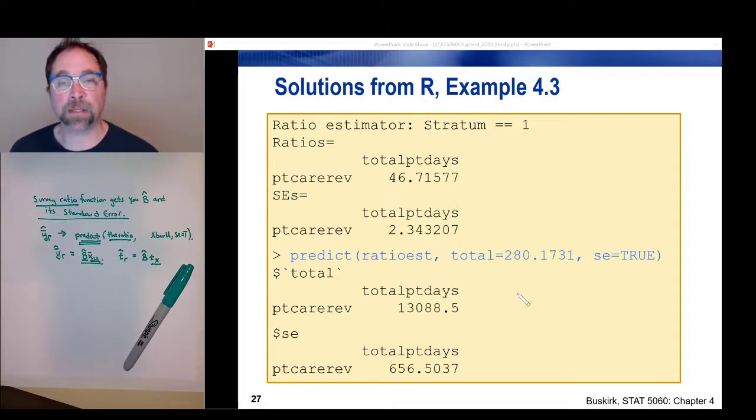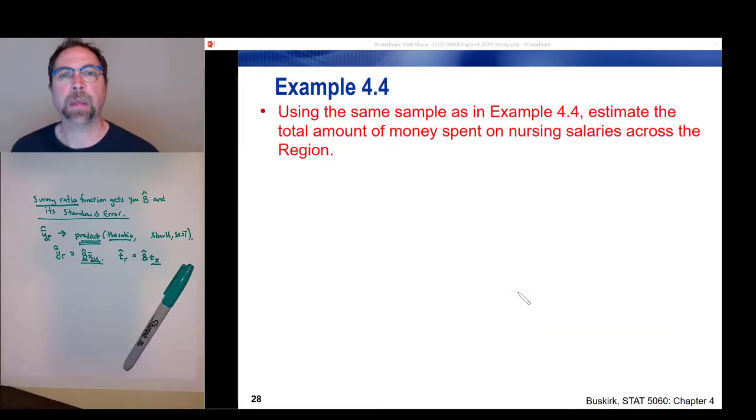And now we know how to do this in R. Let's look at another example just to make sure you're getting this. In this example, we're going to use the same nurse sample that we used in the prior one. This should be in example 4.3. We're going to estimate the total amount of money spent on nursing salaries across the region.